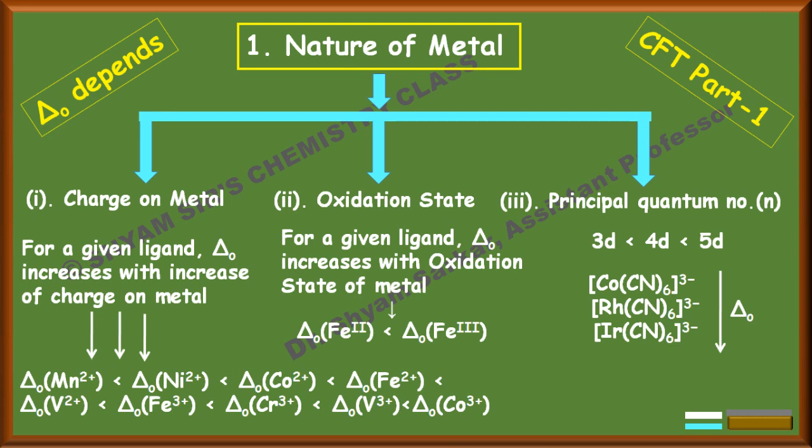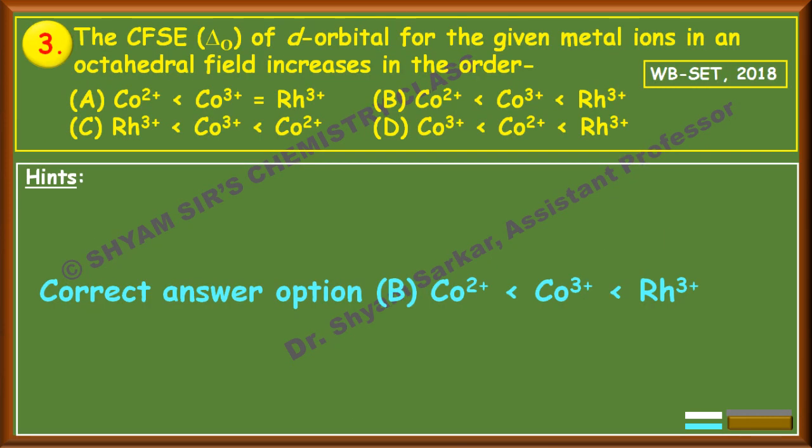Okay, from the third point also we know that with increase in the principal quantum number, if you move from 3d to 4d to 5d, the principal quantum number increases and also delta O value increases. So if you remember this first point and third point, you can easily conclude that in our case option B will be the correct answer, because in option B you can see the order cobalt 2 is less than cobalt 3, less than rhodium 3. So rhodium 3 will have higher delta O value compared to cobalt 3, compared to cobalt 2. So option B is the correct answer here.